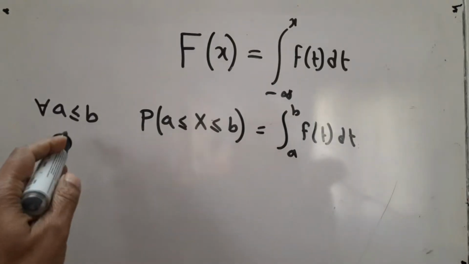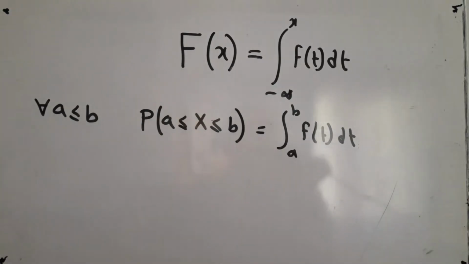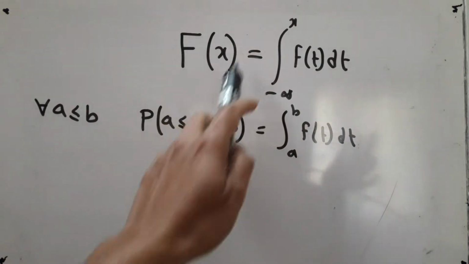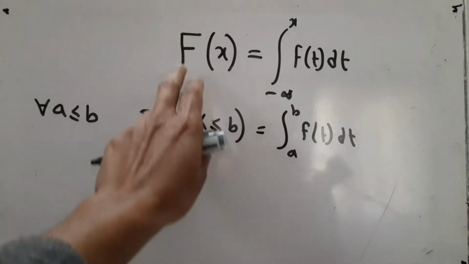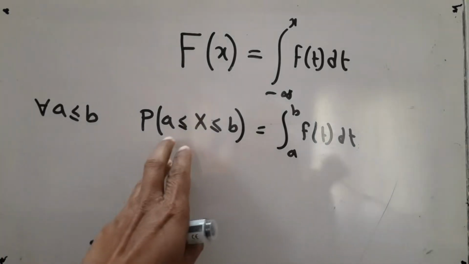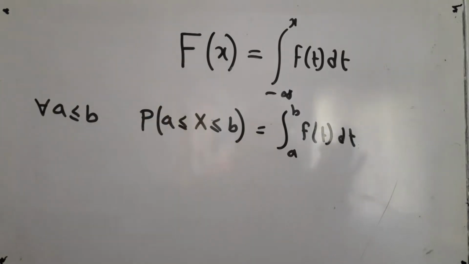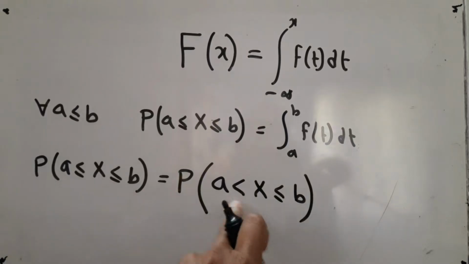For any a less than or equal to b, probability that X lies between a and b is the integral from a to b. Okay, now I already know that if I define F_X in this way, then this is a continuous function, and I know that X has F as the CDF, therefore probability of X equal to any given value is 0. So I know that I can drop this equality over here.